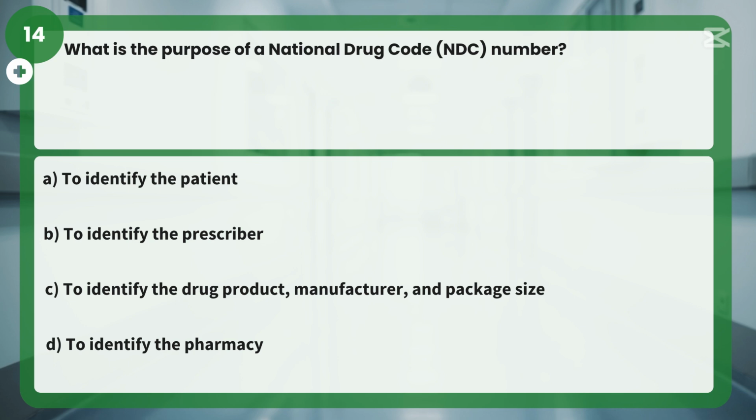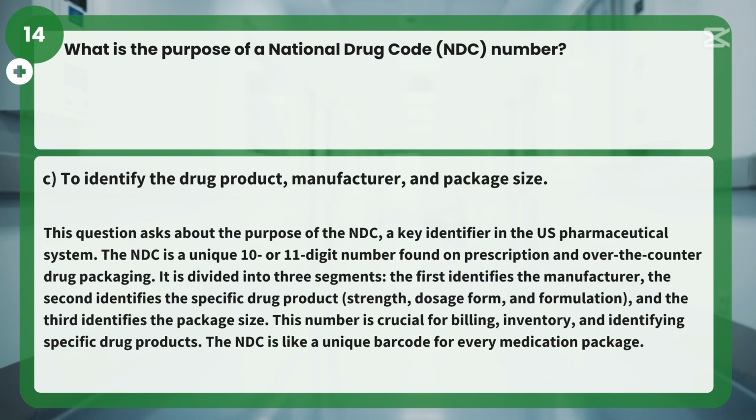Question 14. What is the purpose of a National Drug Code, NDC, number? A. To identify the patient. B. To identify the prescriber. C. To identify the drug product, manufacturer, and package size. D. To identify the pharmacy. Answer: C. To identify the drug product, manufacturer, and package size.